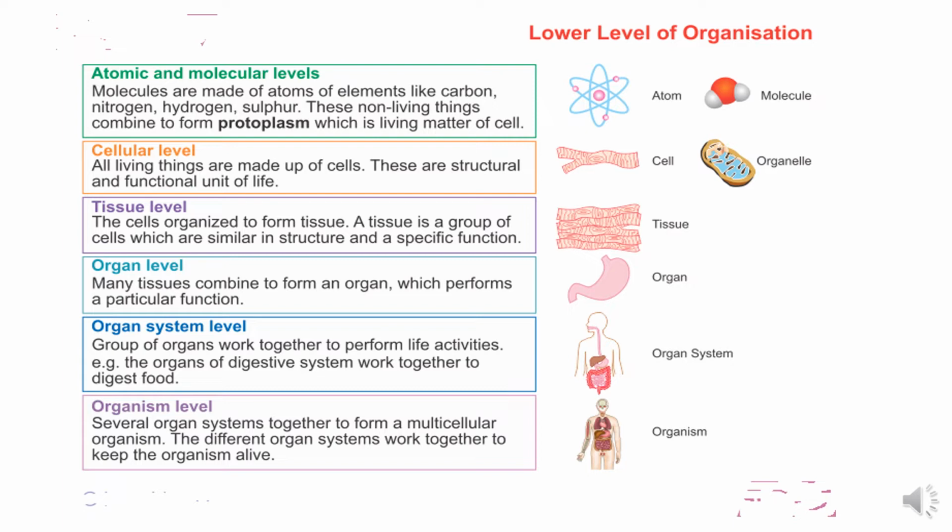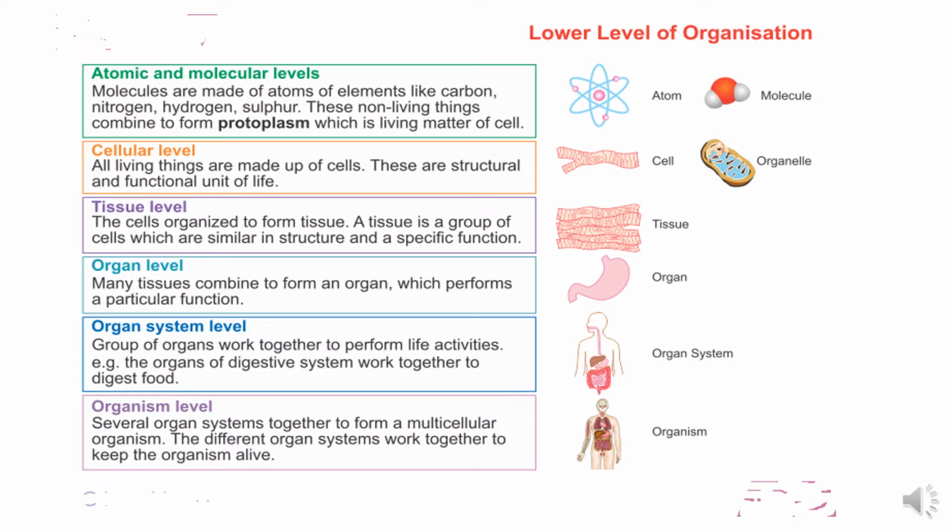All living things are made up of cells. These are the structural and functional unit of life. Tissue level: the cells are organized to form tissue. A tissue is a group of cells which are similar in structure and have a specific function.